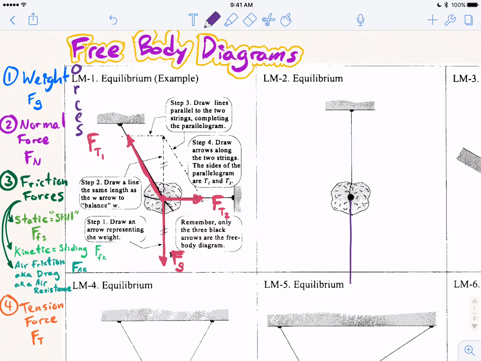The weight of an object is always going to be straight to the center of the earth. It doesn't matter what the object is doing, and I like to label the weight vectors as a force with a subscript lowercase g to represent the gravitational force on an object.